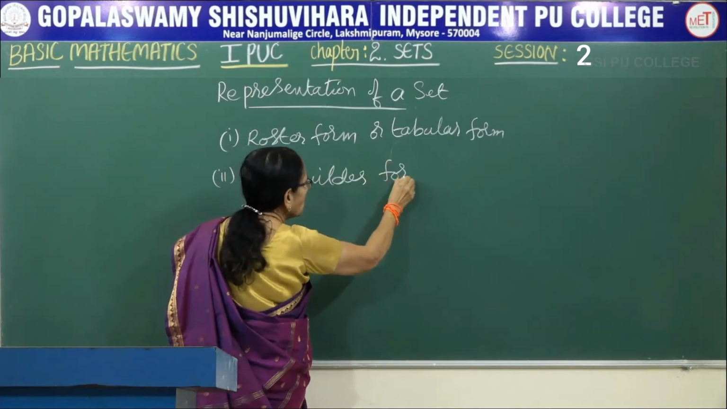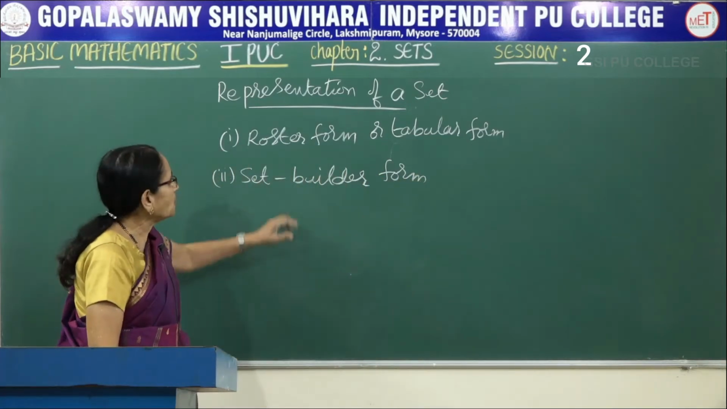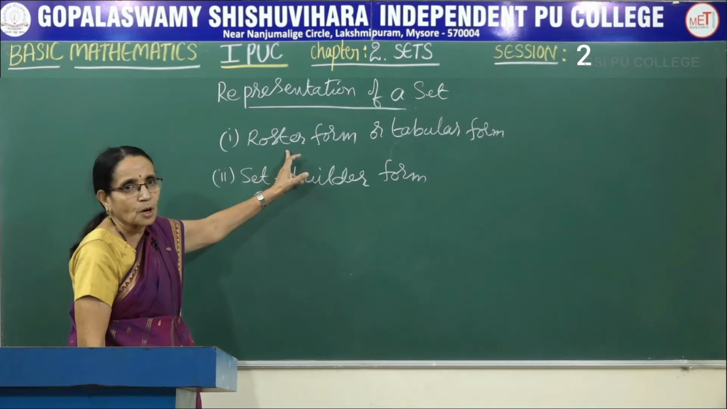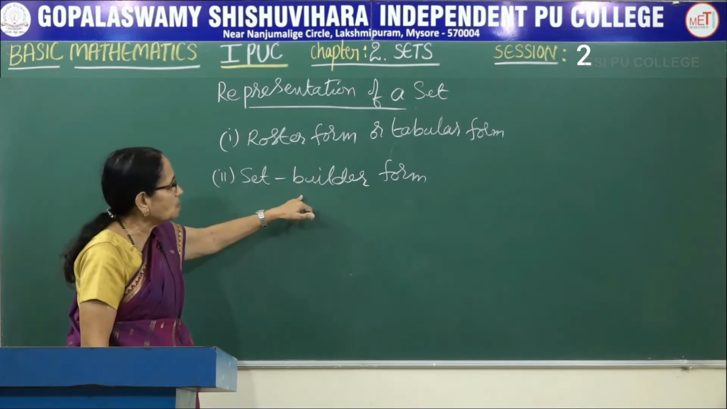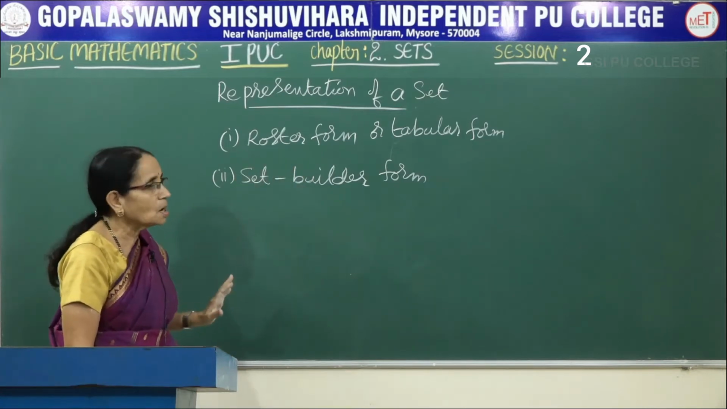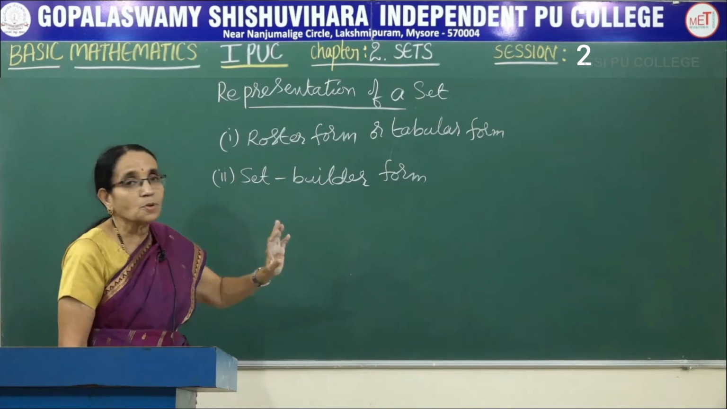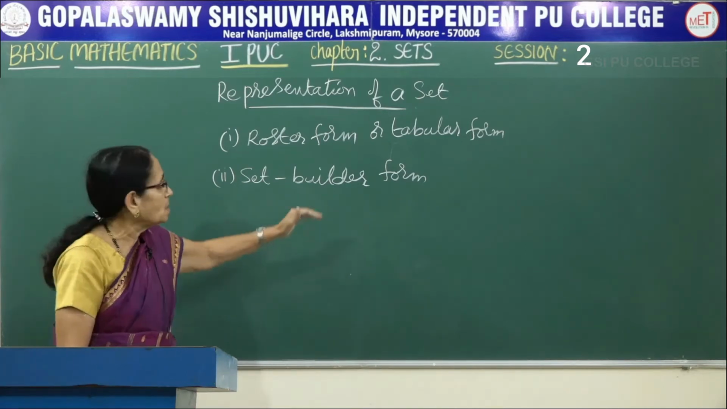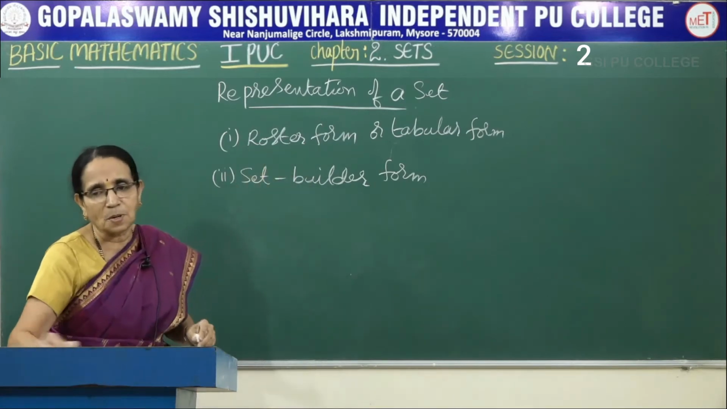Set builder form. You can expect a 1-mark question where a set is represented in the roster form and you will be writing it in set builder form, or vice versa. Given in the set builder form, you will be expected to write in the roster form. These are the 2 methods of representation. Sometimes the set builder form is also called the rule method, and the roster method. Let us see the difference between them.